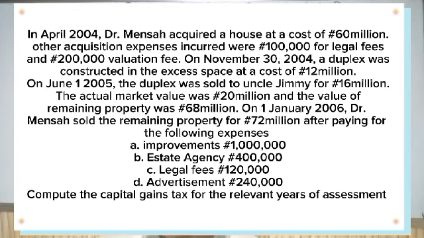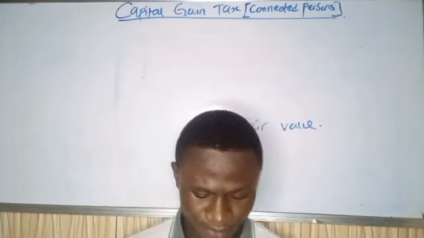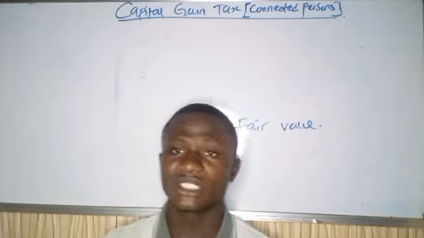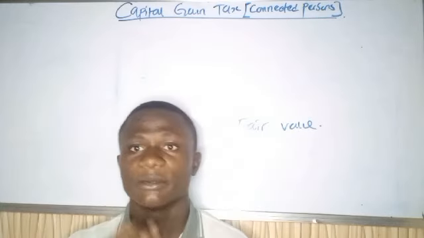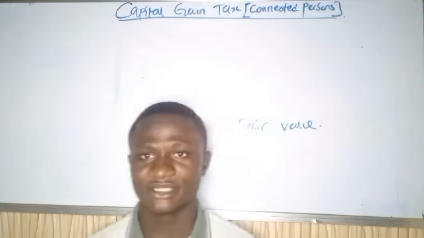Mensah sold the remaining property for 72 million naira after paying the following expenses: improvements 1 million, estate agency 400,000, legal fees 120,000, advertisement 240,000. So we are told to compute the capital gain tax for the relevant years of assessment. Good. First of all, if you don't understand this question, I would like you to go back, pause it, read through it, and digest it.